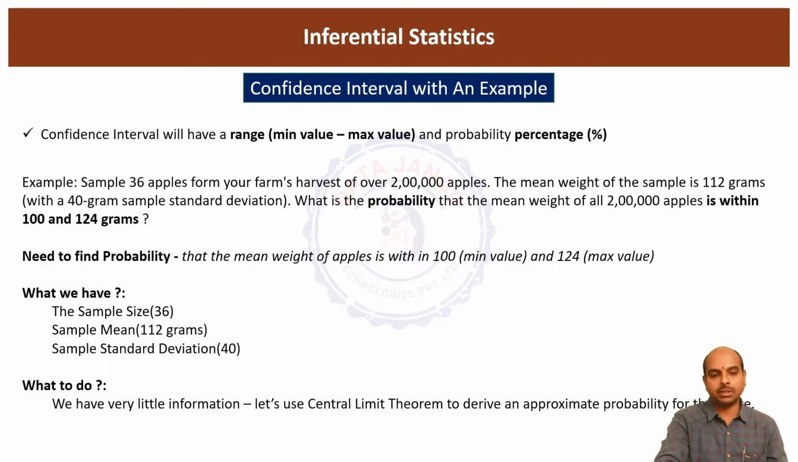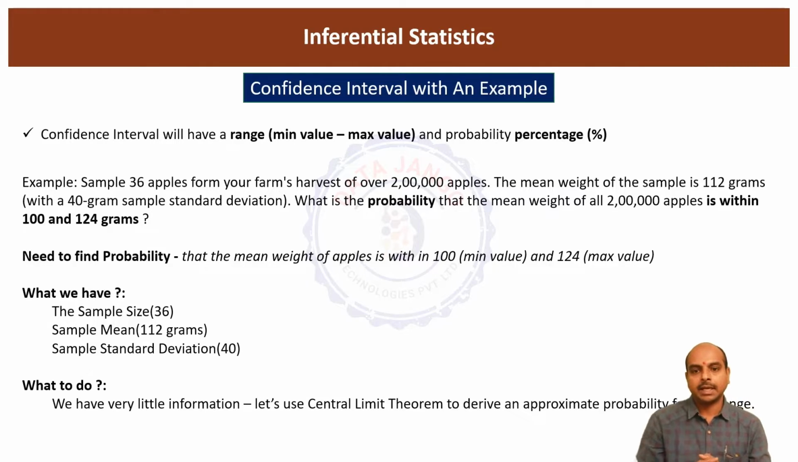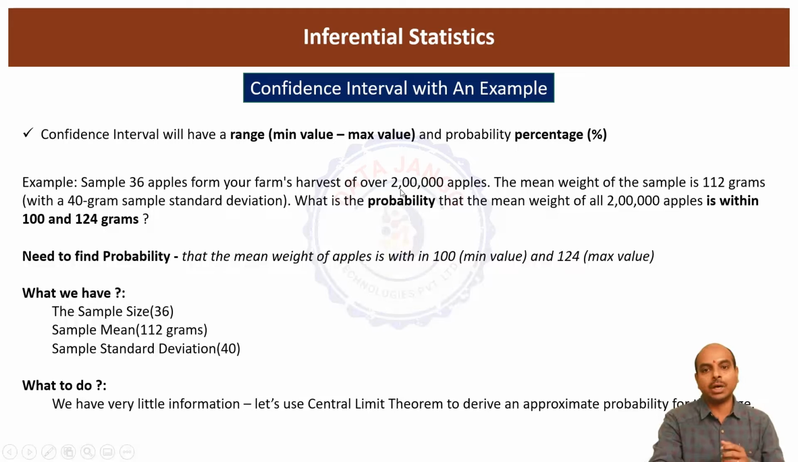We have the sample size, mean of the sample and standard deviation of the sample. We need to find the probability that the 200,000 apples' mean weight is going to be between 100 and 124. We have very little information, so we will use the central limit theorem, because we are trying to understand the 200,000 apple population's behavior by looking at a sample, or we are trying to infer the population's behavior by looking at a 36 apple sample.